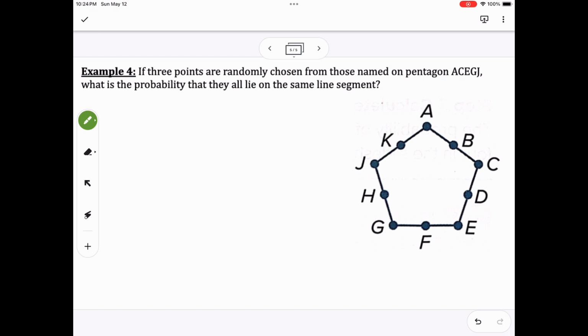And the last example, I have 3 points randomly chosen from those named on the pentagon: A, C, E, G, J. What is the probability that they all lie on the same line segment? And so here I have 3 points on the same side. Now for this pentagon, I have 10 points that I could choose from, so there's 10 ways of doing it just randomly. So 10 factorial. But on top, since it doesn't matter which point you start with, they all need to end up being on the same line. There's 10 ways of choosing the first one, because it doesn't matter if I pick A or F. It didn't say what specific line segment they had to be on, so I can say 10.